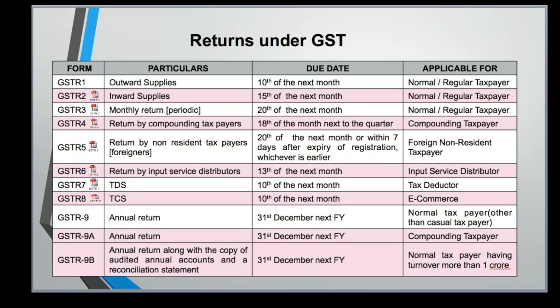Sir, the job worker GST rate for the jewellery sector and textile sector, and for certain particular sectors, is 5%. Otherwise, the job worker rate is 18%.